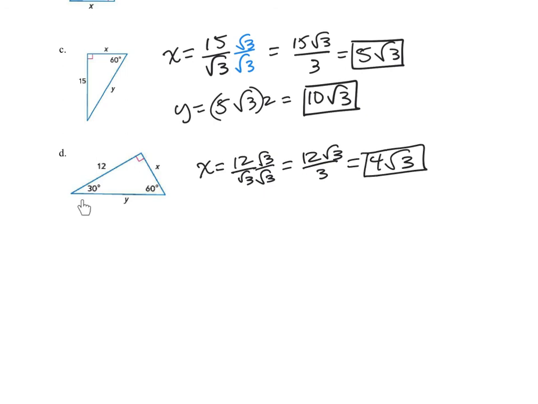And then we're being asked to find the hypotenuse. Remember, the hypotenuse is just twice whatever the short leg is. So to find y, we take the short leg, which is 4 times the square root of 3, and we double that. So our final answer would be 8 times the square root of 3.